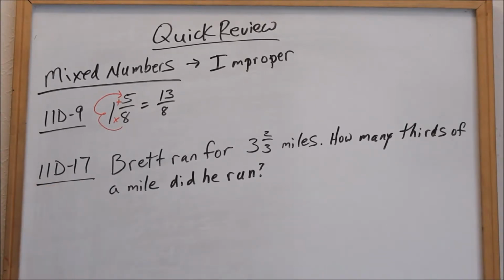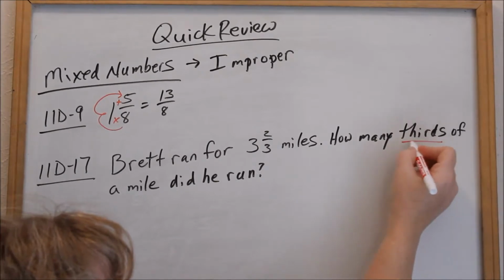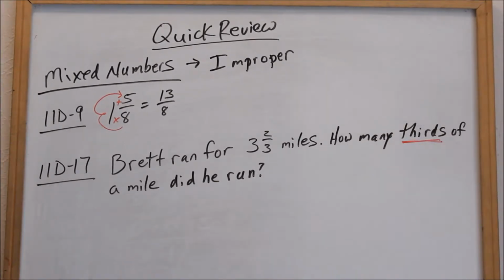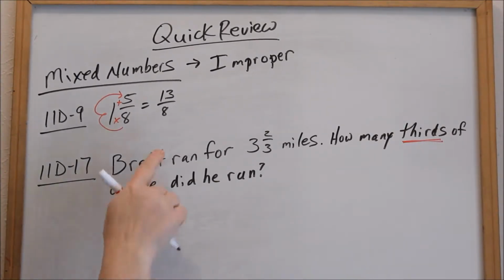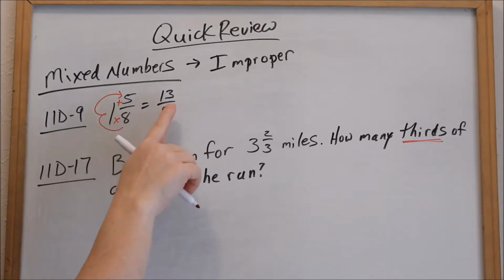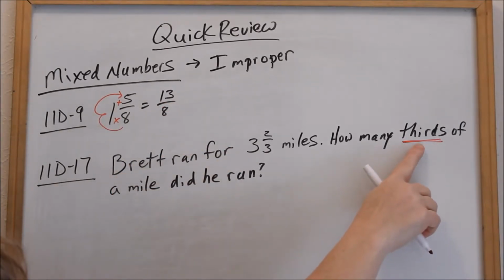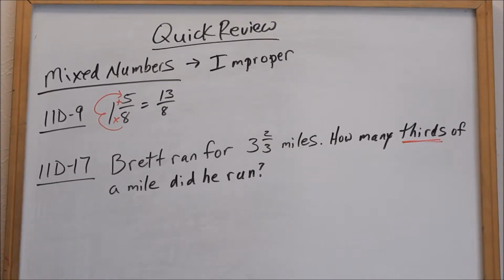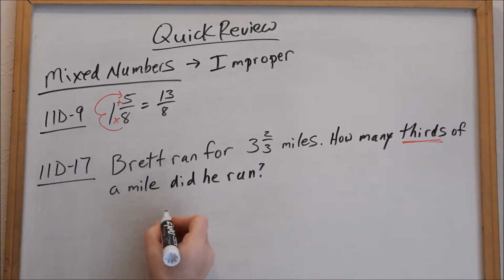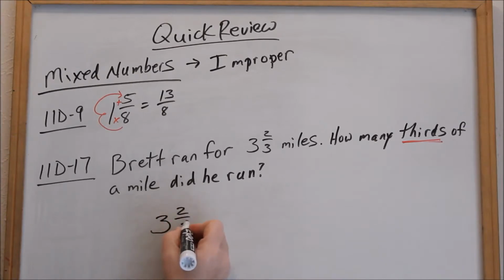Looking at 11D17, Brett ran for 3 2/3 miles. How many thirds of a mile did he run? This is a key word. That tells you they're asking how many thirds. Like in that first one we did, that would be 13 eighths. How many eighths? 13. So we're looking for how many thirds. So it means our denominator is going to be a third. All we have to do is take our 3 2/3 and turn it into an improper fraction.